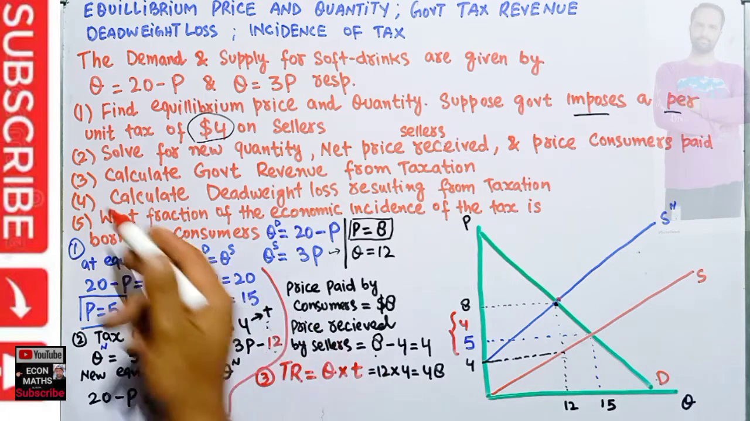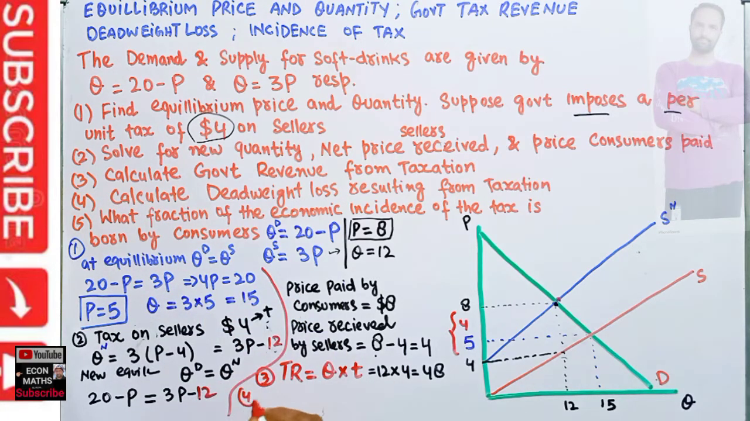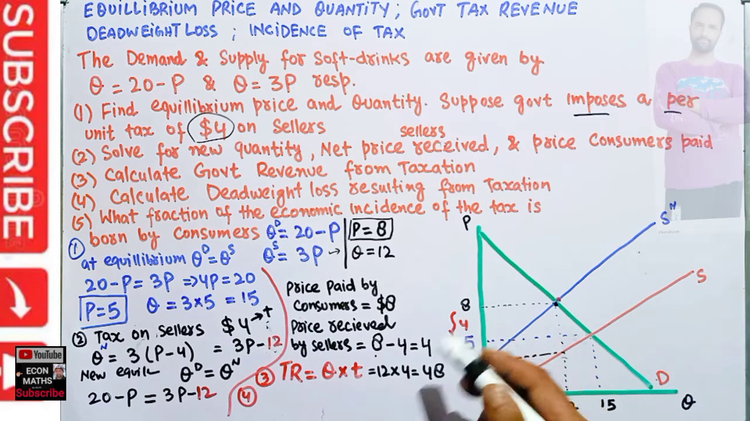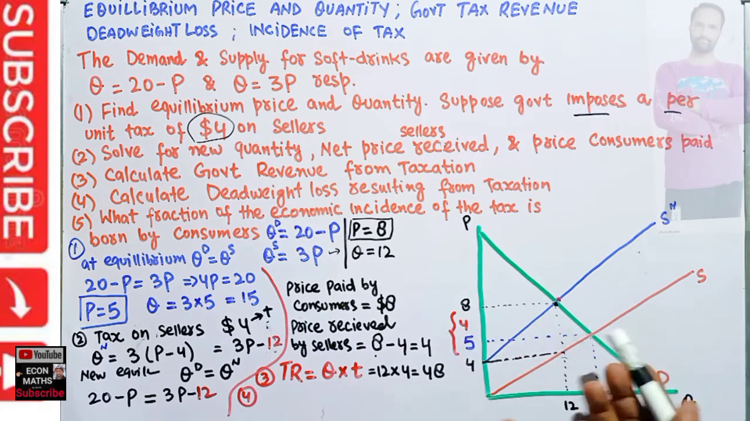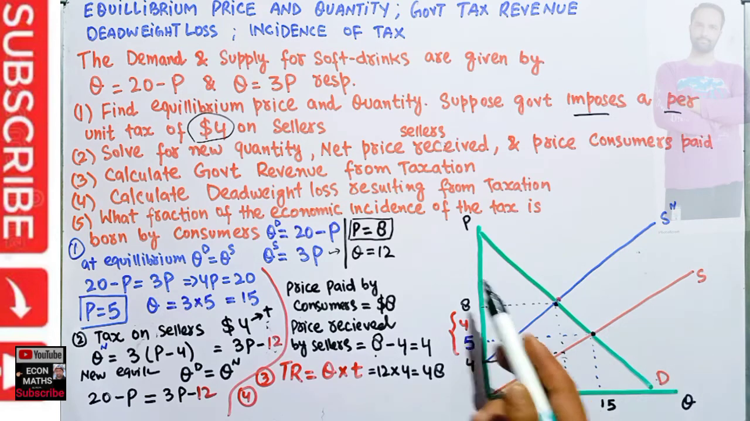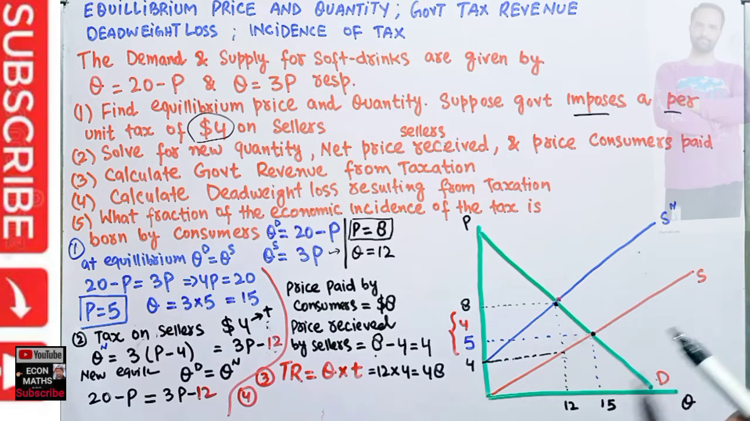Now the fourth part is to calculate the deadweight loss. Now what is the deadweight loss? We know deadweight loss is the loss in economic efficiency as a result of disequilibrium of supply and demand. Initially the social optimal point would have been where our demand intersected the supply. When tax is imposed, we get out of this initial equilibrium.